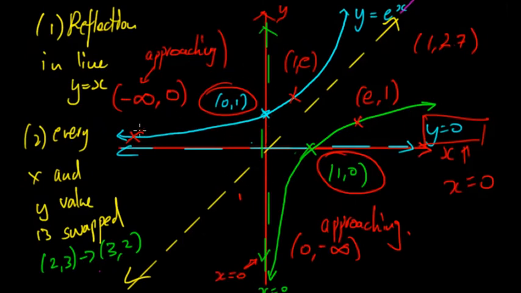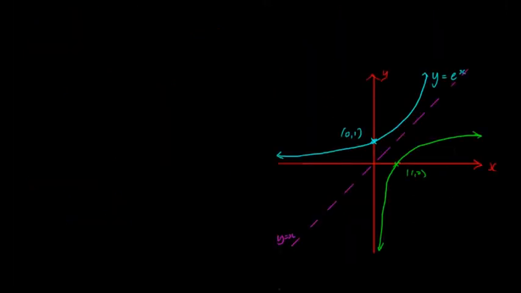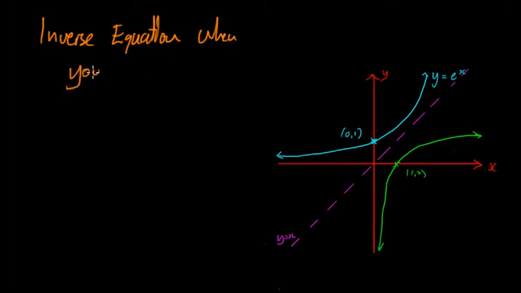So you can see, visually, it's a bit easier to see a reflection in the line y equals x. However, the inverse is basically when you swap every x and y value, so all of them change. So the third way of doing it is by, if you're looking at equations. If we're swapping every x and y value, then we can say that the inverse equation is just when you swap x and y, and then you have to rearrange.